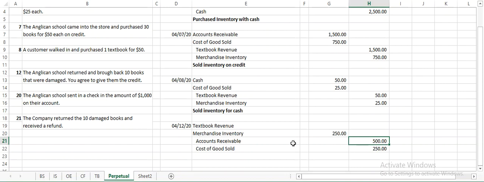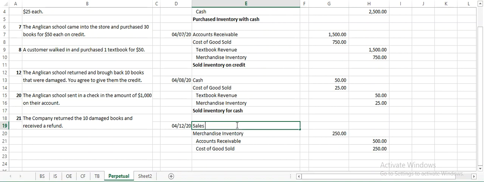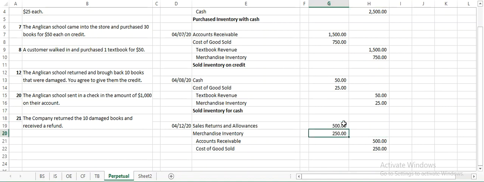And so we expect to get that back. Now, the only difference with this is that textbook revenue account, normally we don't credit or debit that account directly. Normally there is a particular account that we do affect, and that account is called sales returns and allowances. So sales returns and allowances would be the name that we change it to, and the value of it would just be the same $500, which is the value of the return.